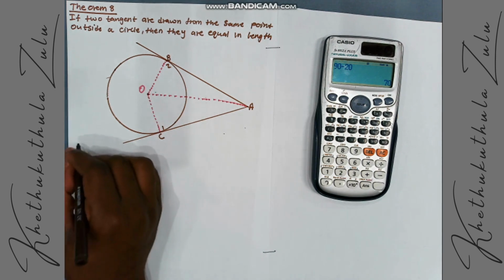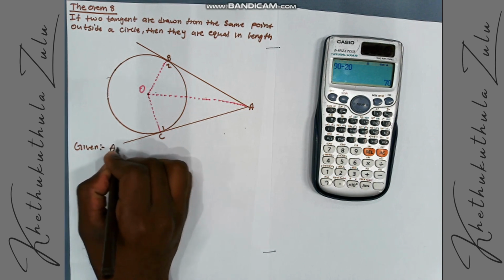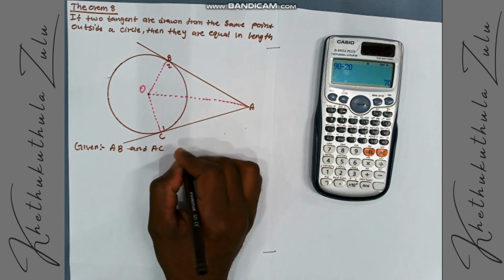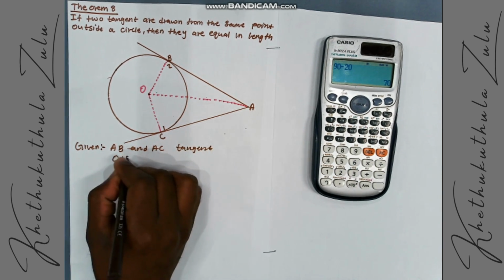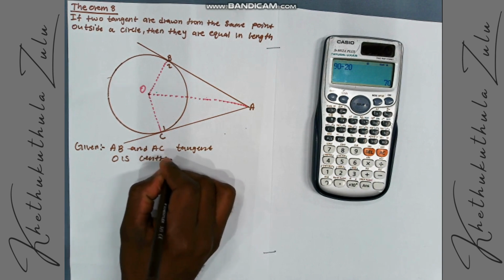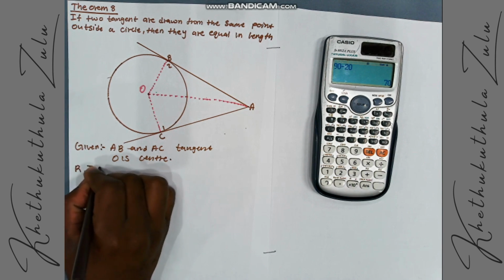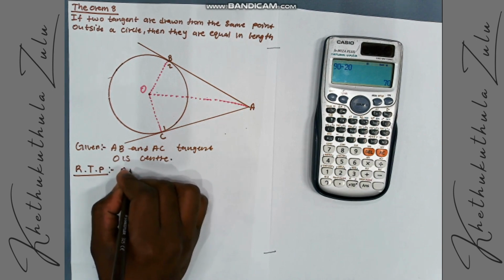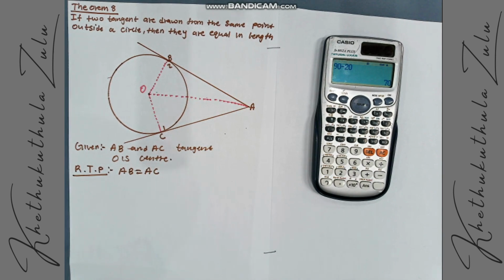Then let's start stating our given. AB and AC are tangents, and O is a center. And what is required to prove? What is required to prove here is that AB is equal to AC. That's what we are supposed to prove.